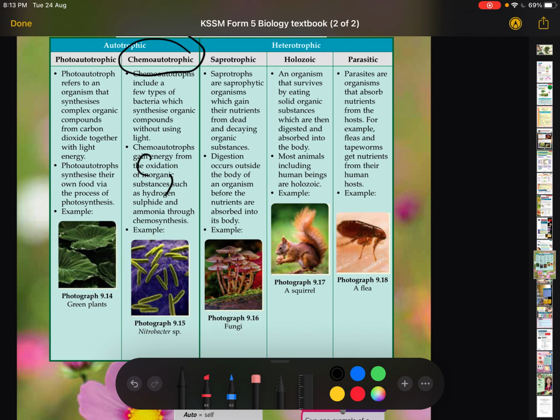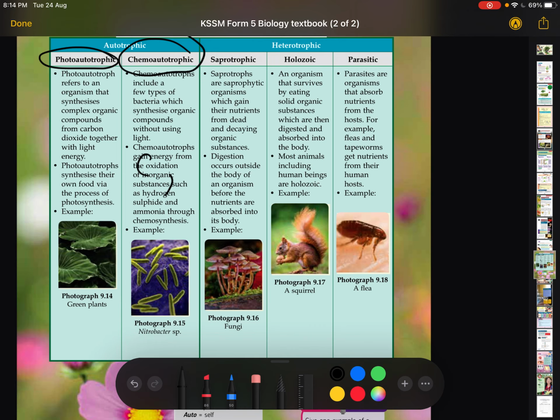So yeah, the main part you have to know is it is the oxidation of inorganic substances. Even when we talk about photoautotrophism, we know that we're talking about photosynthesis, and we know that it involves glucose. Glucose is an organic compound.